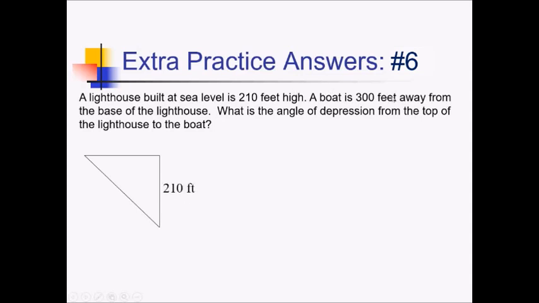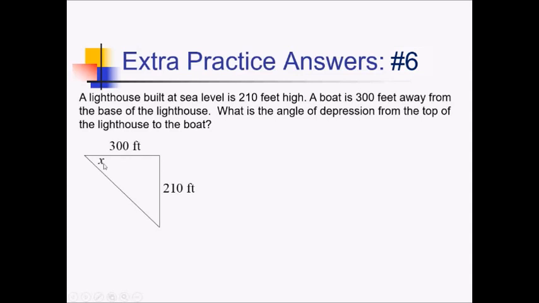And then the boat is 300 feet away from the base of the lighthouse. Well, here's the base of the lighthouse. Here's the boat. So this distance down here is 300. But again, it's not part of the triangle, so we will use the top of the triangle to represent that 300 feet. And they want the angle of depression. So that's going to be the angle between the horizontal and the hypotenuse side of the triangle. So this angle right in here.